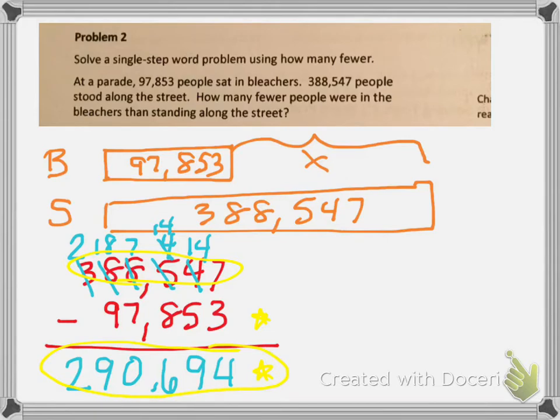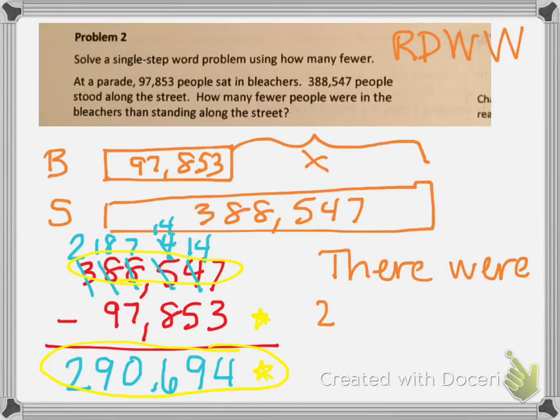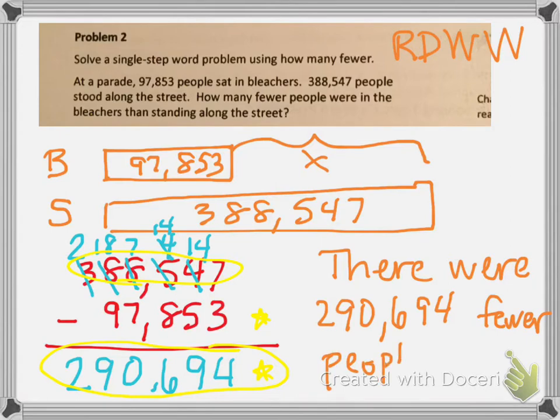So now we write our statement, right? RDWW. We read, we draw, we did our math problem. Now we write our statement. How many fewer people were in the bleachers than standing? There were 290,694 fewer people in the bleachers.